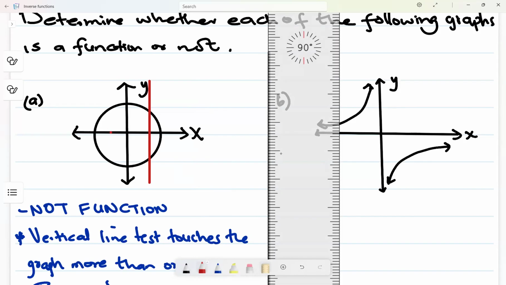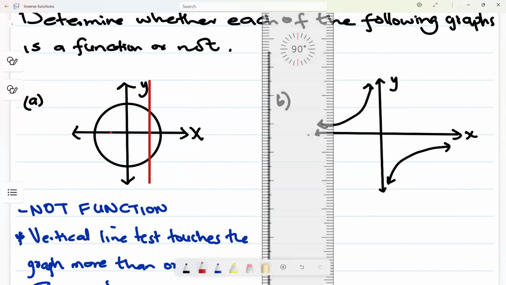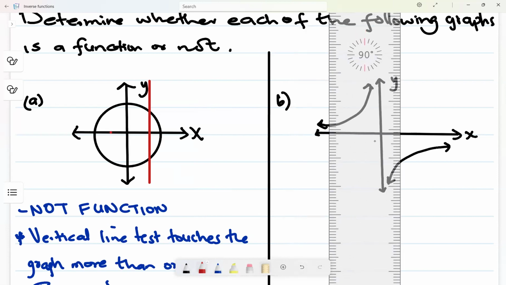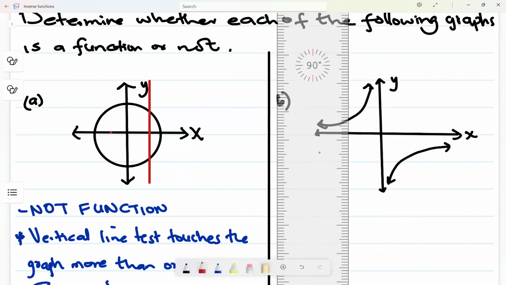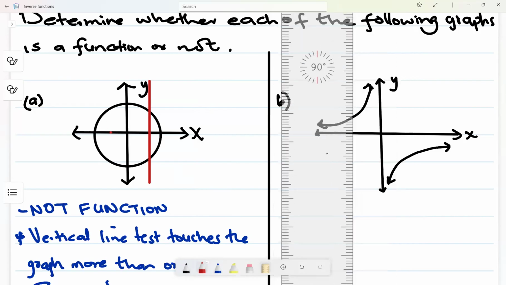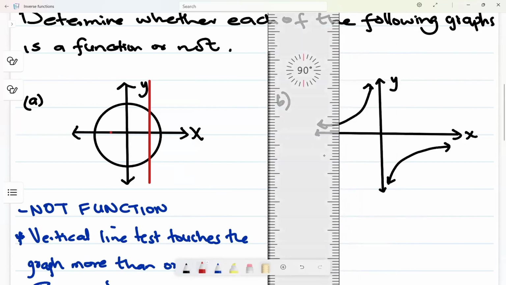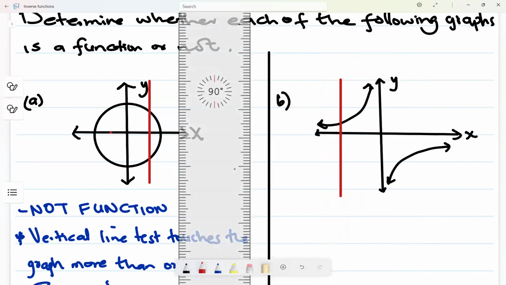Anywhere on my graph, I can draw it here, as long as it touches the graph. Anywhere on the graph, I can draw it here, anywhere there. When I draw it there, it touches my graph how many times? Once. When it touches my graph once, what do we call that? It is a function.